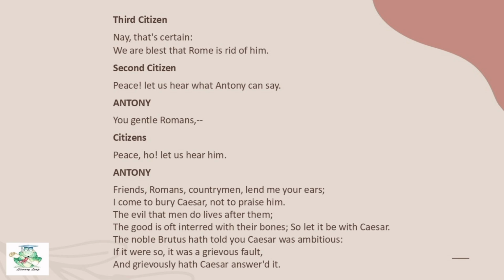Antony acknowledges that Brutus has already told the crowd that Caesar was ambitious. However, he implies that Brutus's definition of ambition might not be correct and he will soon challenge it. Antony concedes that if Caesar was ambitious, it would indeed be a serious mistake. Grievous fault means a serious mistake, and that Caesar paid for his mistake with his life. However, this is a part of Antony's strategy to make the crowd consider the accusation of ambition.